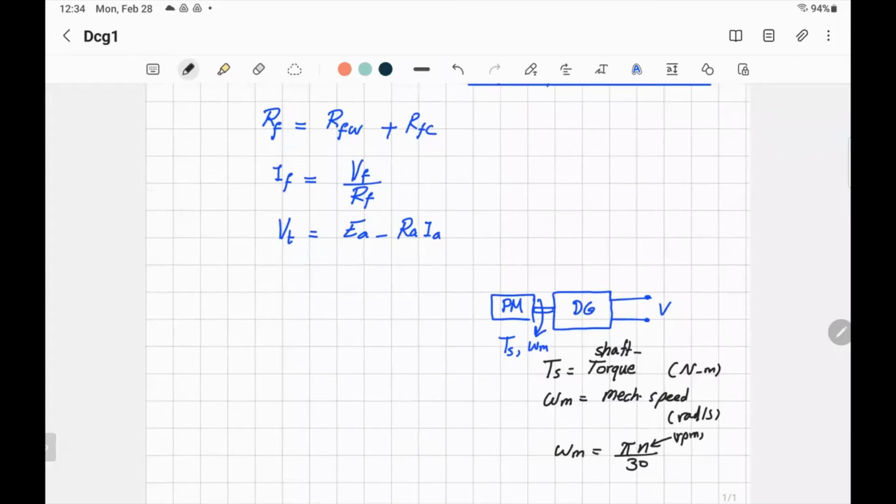The input is mechanical. That's obvious for the generator. You have to have external mechanical power to drive the machine. That's what is going to produce EA, and that's why when we wrote the equation last time, we said EA is equal to KA, the constant that we explained last time, multiplied by phi, the flux per pole, and the speed omega m. That's how the voltage EA is produced. Of course, here the torque is not produced. The torque is applied. It's an external torque.